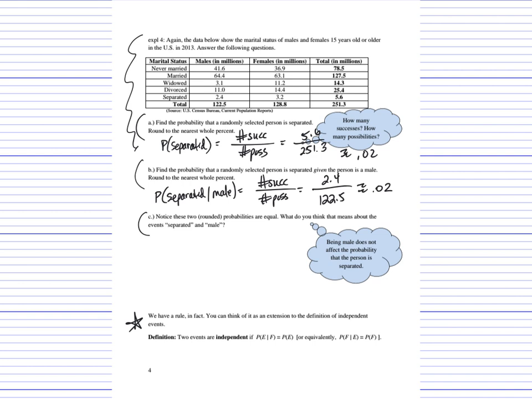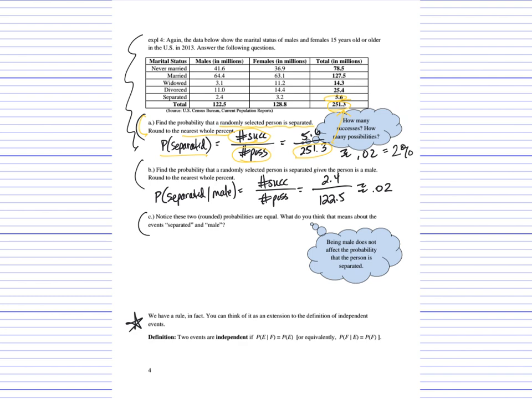All right, so what I did was I found for Part A, the probability that a randomly selected person is separated. Notice there was no given such and such. This is not a conditional probability. This is simply a straightforward probability where the number of possibilities is every single person in that data. And the probability of being separated is, as we always say, number of successes over number of possibilities. Number of successes being these 5.6 separated people out of the total, right? Which, rounding to the nearest whole percent, is 0.02, which again is 2%.